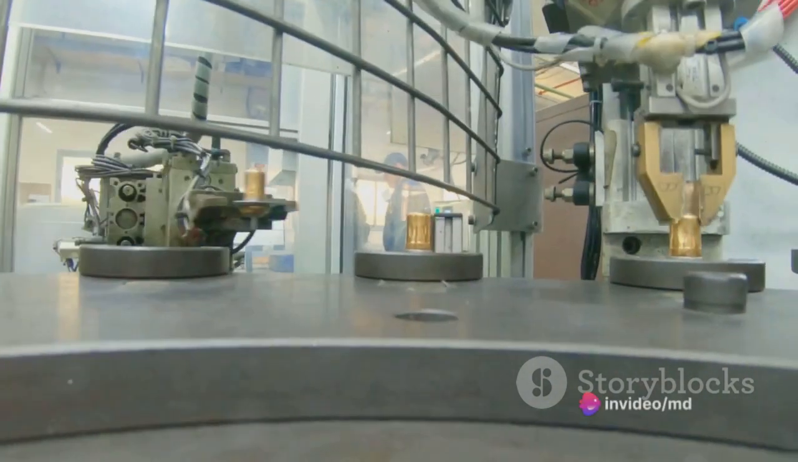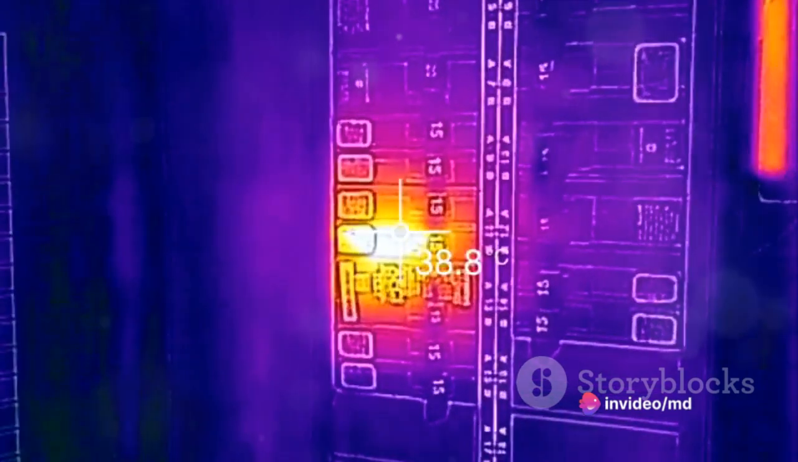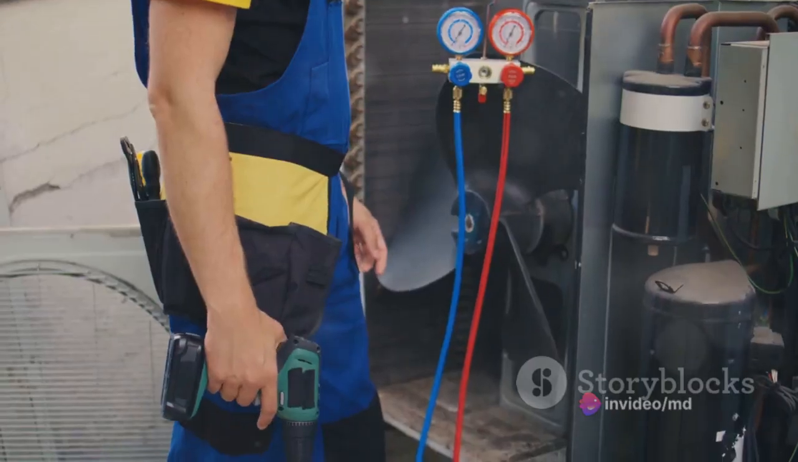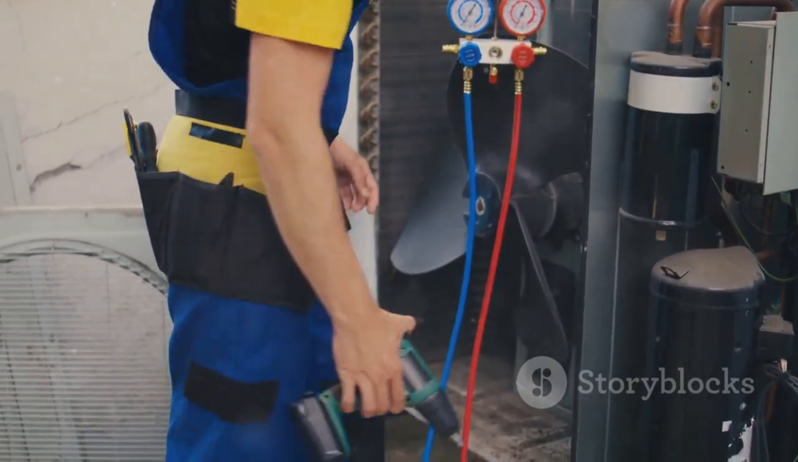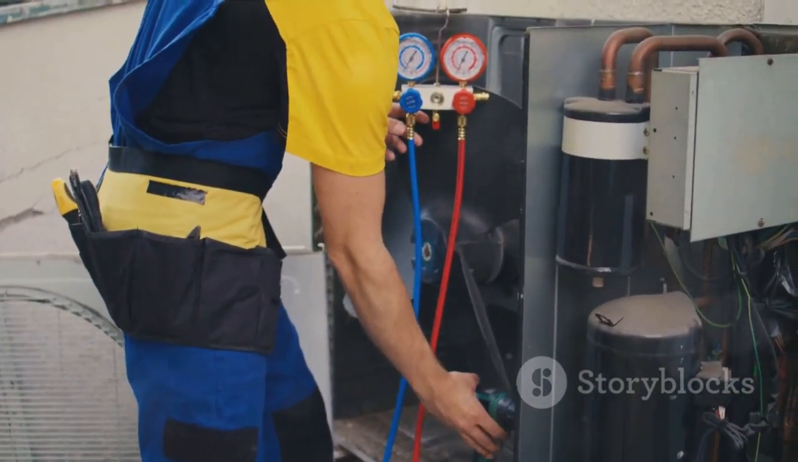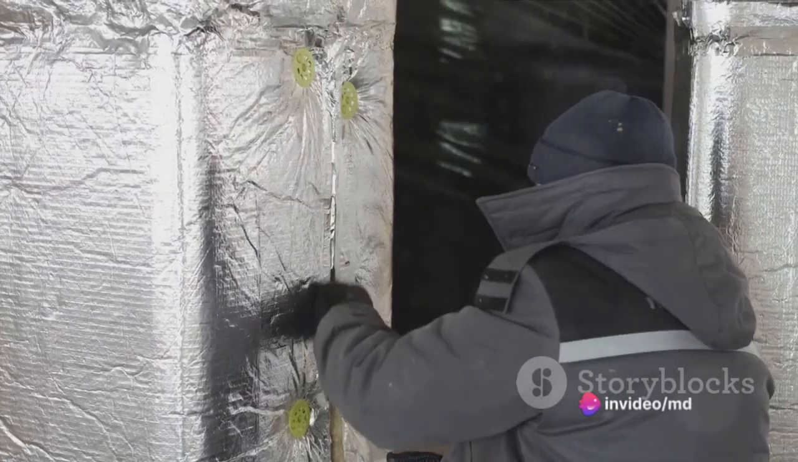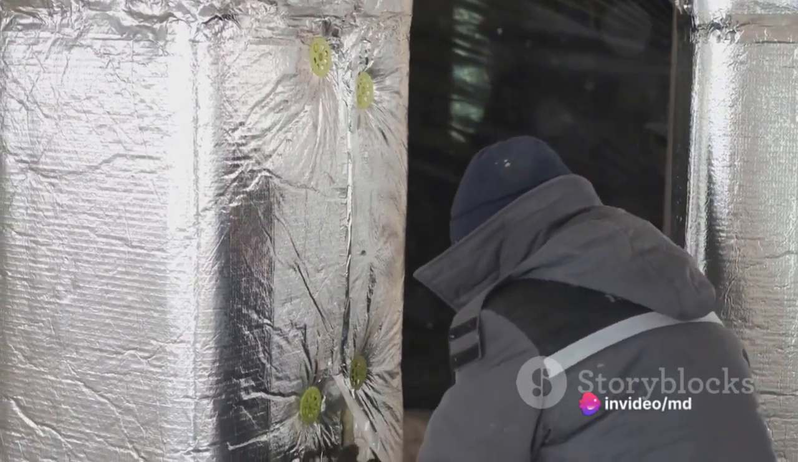After fabrication, the air ducts undergo quality control checks to ensure they meet industry standards and project specifications. This includes checking for leaks, proper insulation, and overall structural integrity. Once the air ducts pass the quality control checks, they are ready for installation.